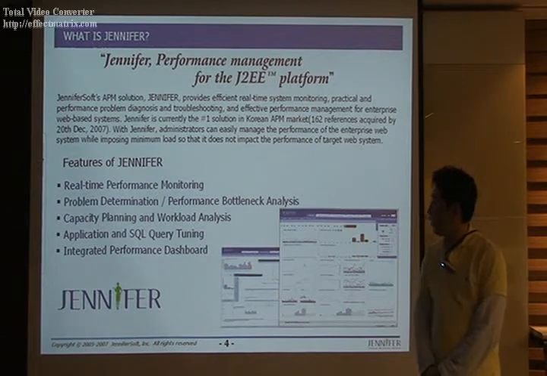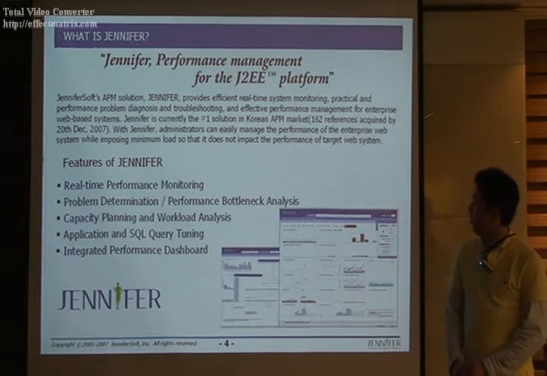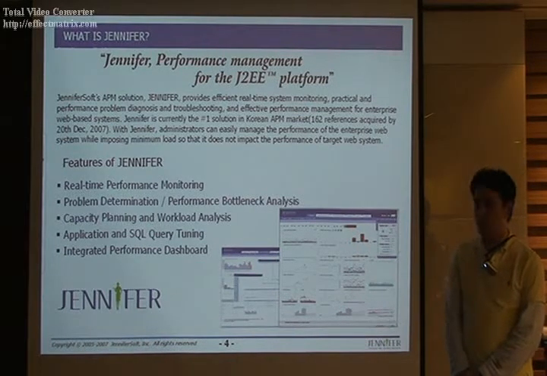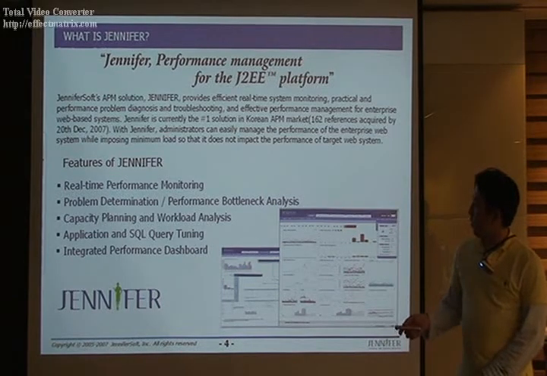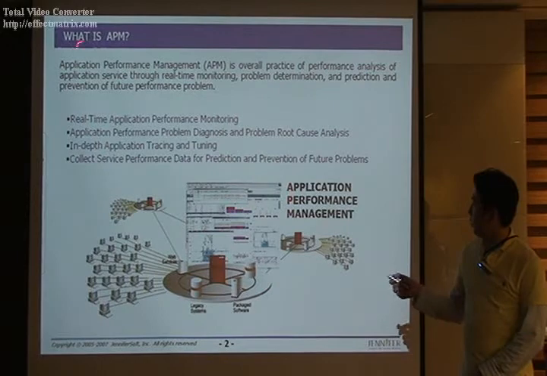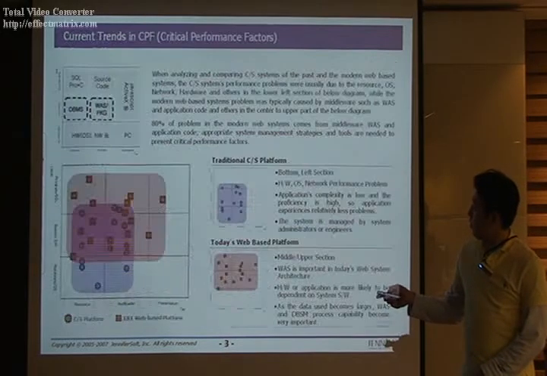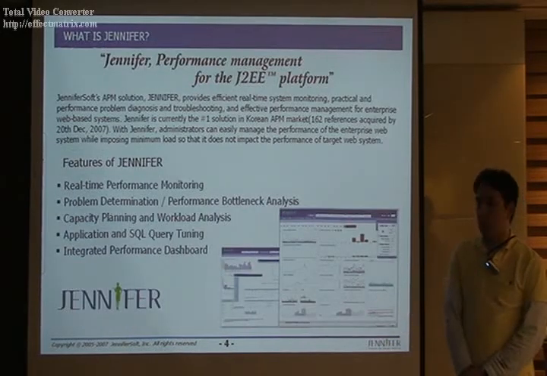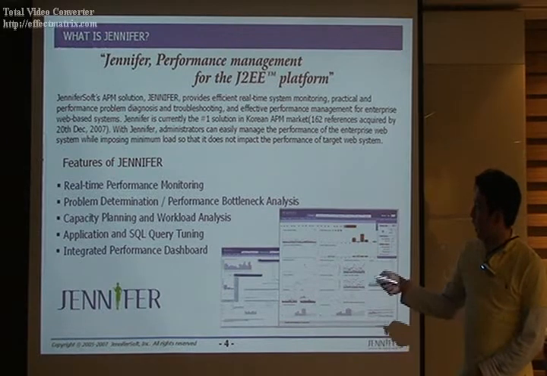So what is Jennifer? As I've said before, Jennifer is a performance management solution, application performance management solution for J2EE platform. As we have seen in this diagram over here, Jennifer covers all 4 elements that an APM solution must have. It is a real-time performance monitoring solution.